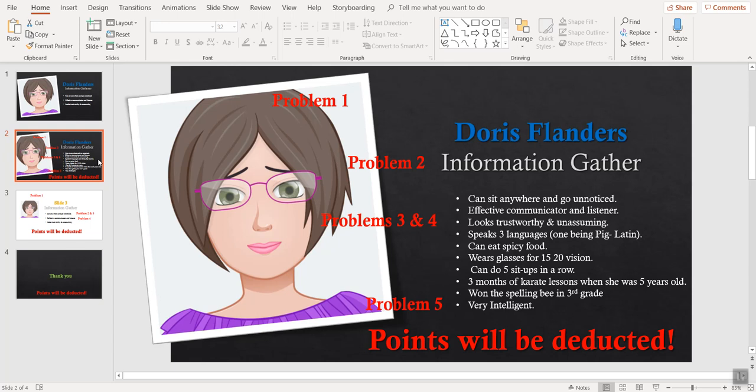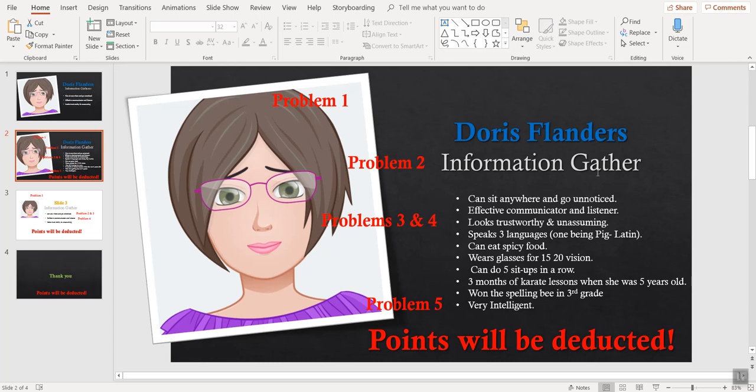Here's a slide with 5 problems on it that I see. The first problem that you would get points deducted is her picture is off the slide. And so if anything is off the slide, if it's text, a graphic, or whatever, points will be deducted. Everything should be contained on your slide.